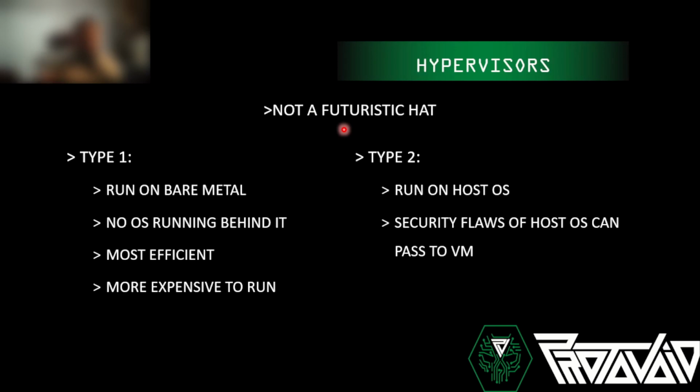There are security flaws, though, for a type 2. And the same that a type 1 has, but type 2 is more prevalent because the security flaws of the host operating system can pass to the virtual machine, and possibly vice versa. We'll go over that later.